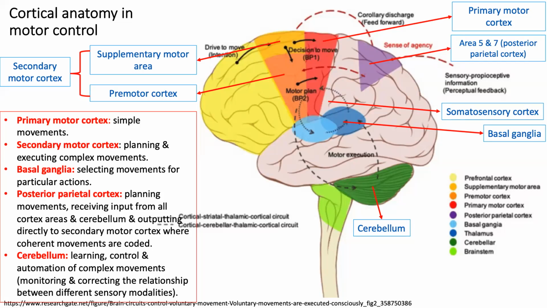Basal ganglia. You can see basal ganglia in the middle of the brain. It's in the blue color here, dark blue color in the picture. The function of basal ganglia is for selecting movements for particular actions. For example, when I want to write something in my notebook, I would grab my pen first, and then I would write the fonts. I would write a word first. That is decided in my basal ganglia.